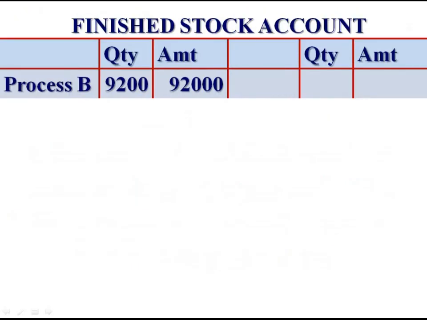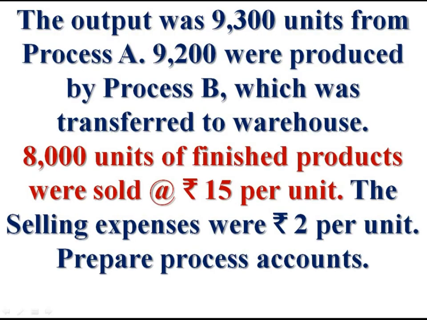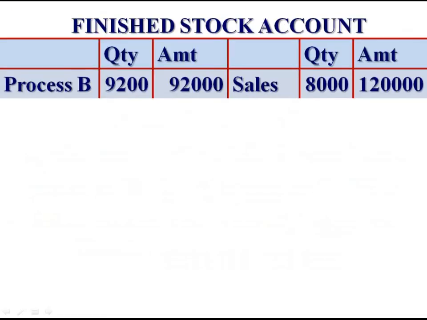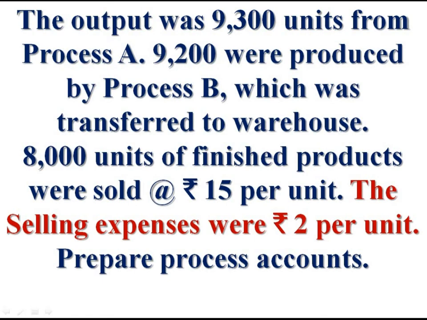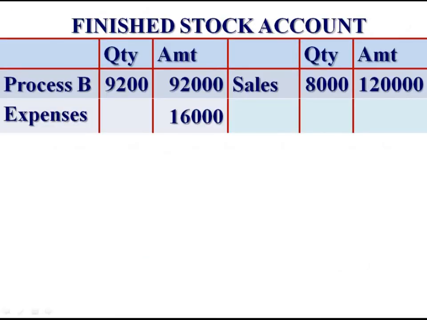In the question, it is stated that 8,000 units of finished products were sold at rupees 15 per unit. It is the sales, 8,000 units at rupees 15. Sales credited, 8,000 units into rupees 15, 1,20,000. There is selling expenses of rupees 2 per unit. It is an expense. It is to be debited. Selling expenses 8,000 into 2, rupees 16,000 debited.